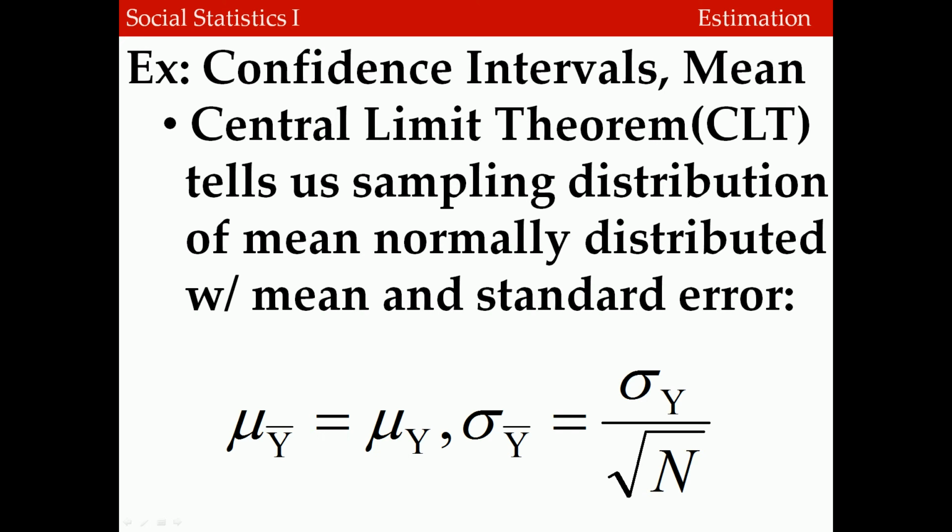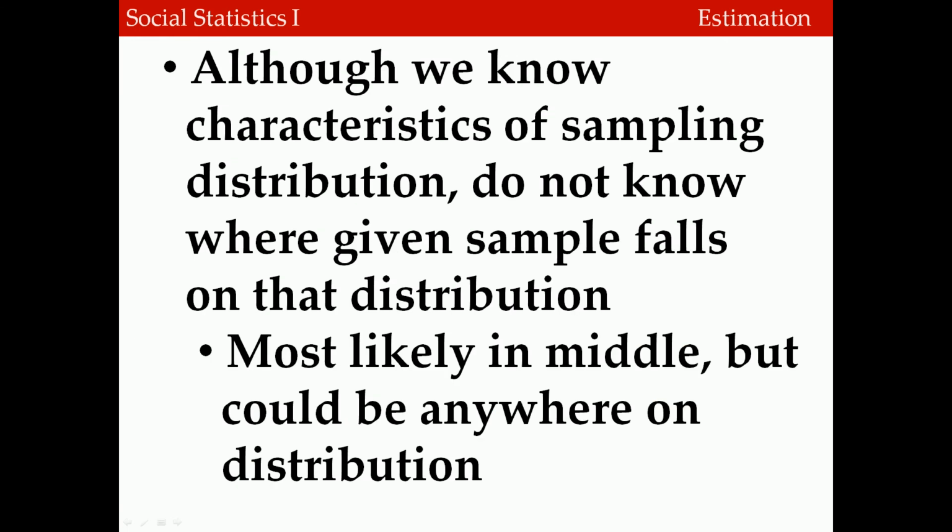And so remember that we have to account for the sample size when we're calculating the standard error, because if we increase the sample size, the amount of variation actually decreases. And so that's why the standard error has the sample size in its calculation. Now, although we know the characteristics of a sampling distribution, what we don't know is where our sample mean falls on the sampling distribution. Most likely it's in the middle, because most sample means are very close to the true population mean. But it could be anywhere on the distribution. It could be in either one of the tails, or it could be anywhere in between those two tails.